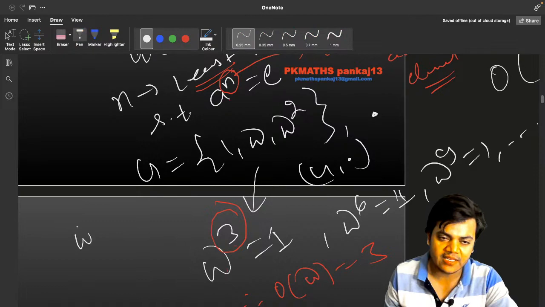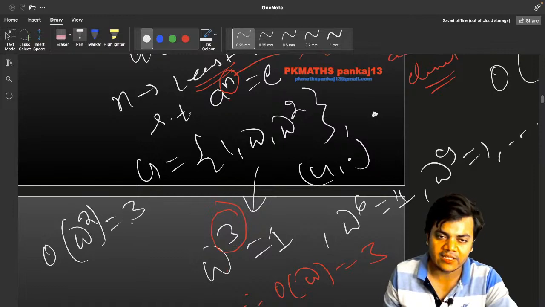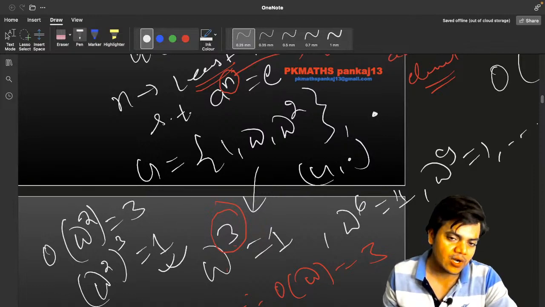If someone asks about the order of omega square, then in this case what can we say? The order of omega square will be 3 as well. Why? Because omega square to the power 3 will be the identity 1, and the order of 1 is 1 already.